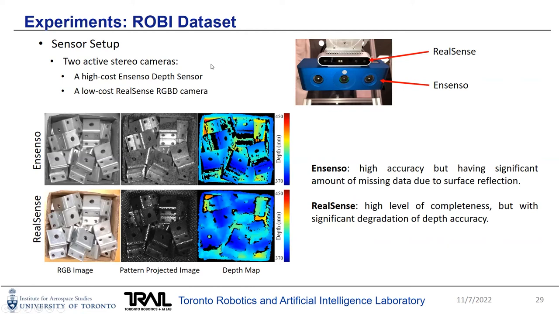In this example, we see sample data captured using these two cameras. We can clearly see that this sensor camera is able to capture a lot of geometric details of the object, but certainly there is a lot of missing depth data because of surface reflection, right? In comparison, for the data captured by the RealSense, the quality is much worse, right?